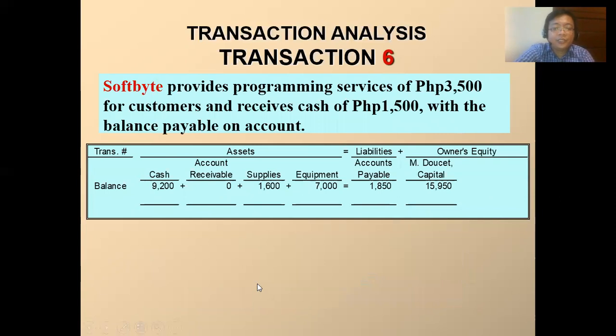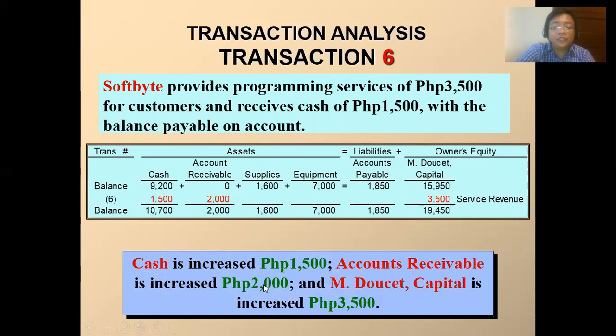Next, transaction number 6. SoftByte provided programming services worth 3,500 for customers and received cash for 1,500 and the balance on account. So, on account ng ano ha? Parang part siya ng utang ng customers. So, meaning cash will increase by 1,500 and also accounts receivable will increase by 2,000. Okay? Kasi walang pera yung customer mo, sabi niya, I will just pay you 1,500 and the 2,000 is part of your accounts receivable. And you have also here service revenue of 3,500.